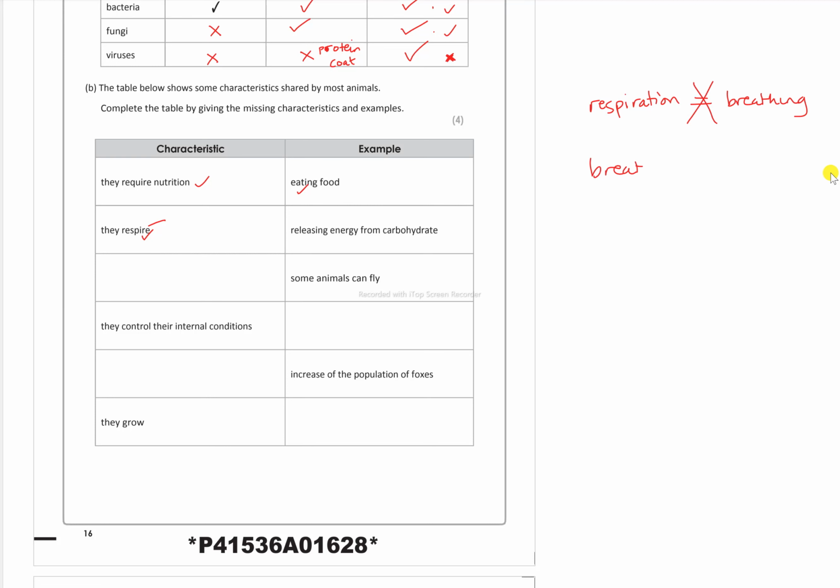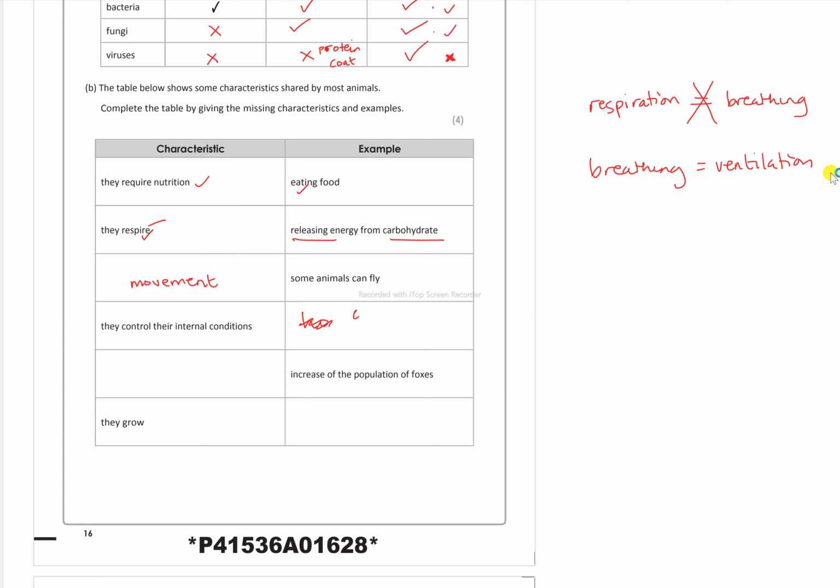Breathing, you can look at it as ventilation. Release of energy, yes, it's releasing energy from a carbohydrate. Some animals can fly; we can call that movement. They control the internal conditions. So that's called homeostasis. Oh, sorry, not the process, what it's called. What's an example of it?